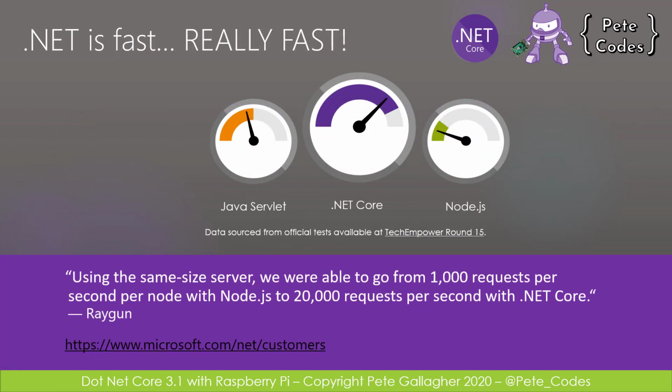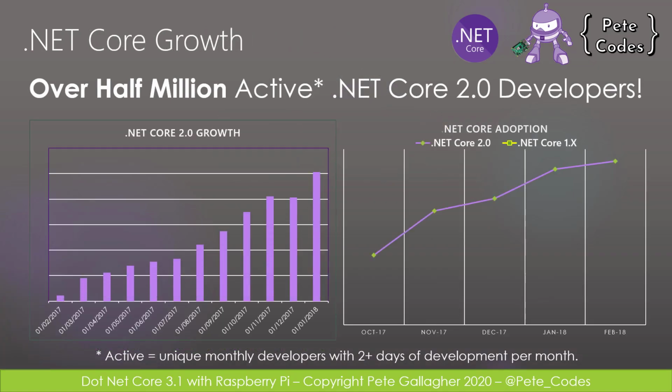Just looking at Raygun's example here, they were able to spin up .NET Core on the server and move from 1,000 requests to 20,000 requests. And that's just by re-implementing in .NET Core. So it really is quite a performant platform to use. I don't have the stats for .NET Core 3. I believe perhaps they'll be coming out later in the year. However, .NET Core 2, as you can see, has been on the rise. There's been over 500,000 active .NET Core 2 developers, so that's pretty cool.